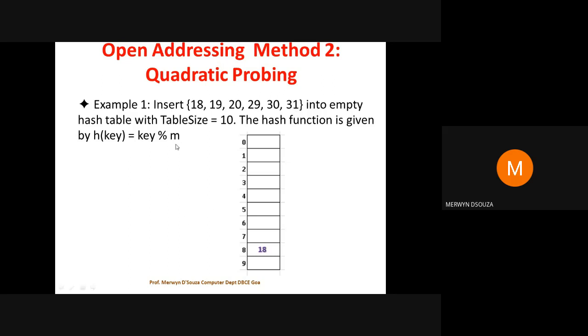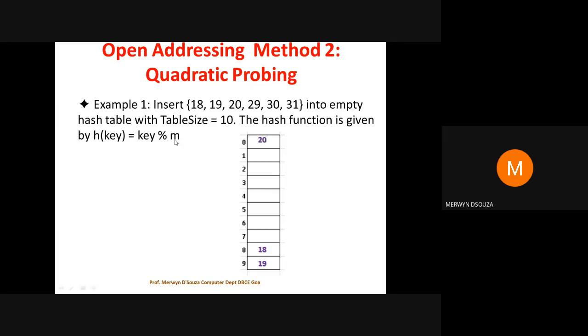I'm using this hash function, so I'm doing it directly. I think by now you should be able to do this. I'm applying this hash function. So 18 gets inserted here, as the remainder is 8 when I apply this hash function. 19, remainder is 9, so 19 gets inserted here. You need to show the working for your exams. Here I have not shown it, but you need to show it.